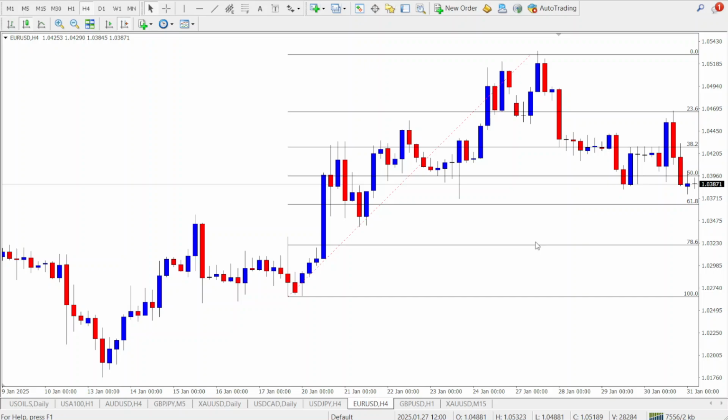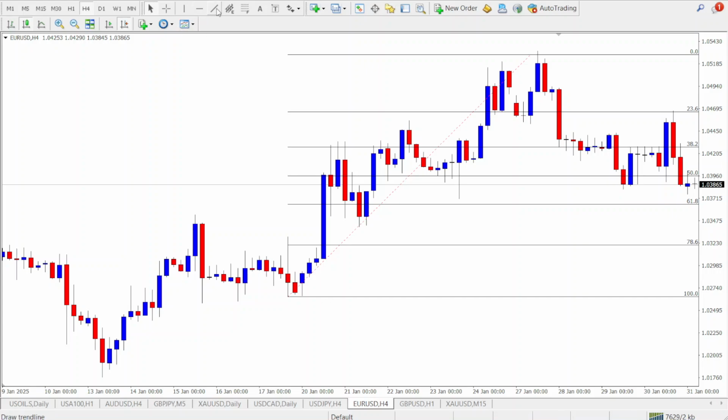Now, when price pulls back to these levels in a trending market, it often finds support or resistance before continuing in the original direction. So these levels are not magic. They work because traders all over the world use them, making them a self-fulfilling tool. Now that we know why Fibonacci works, let's go over how to draw Fibonacci retracement levels properly.